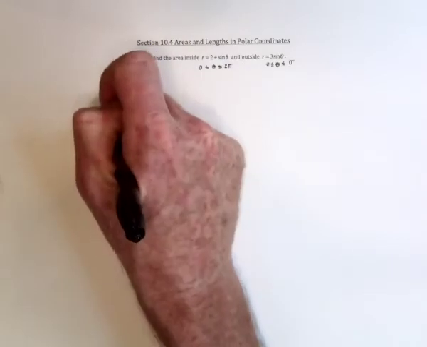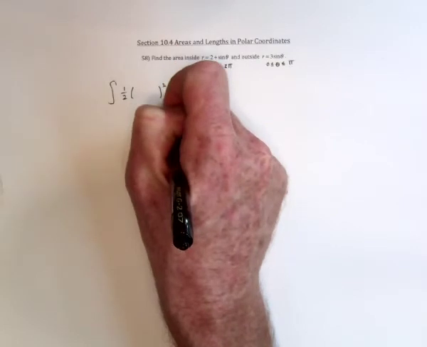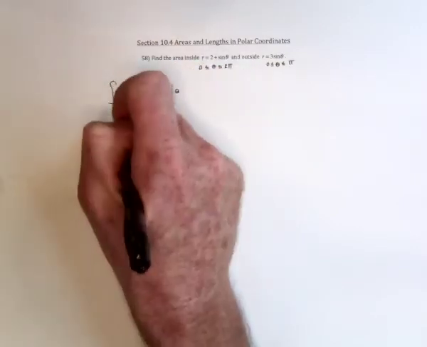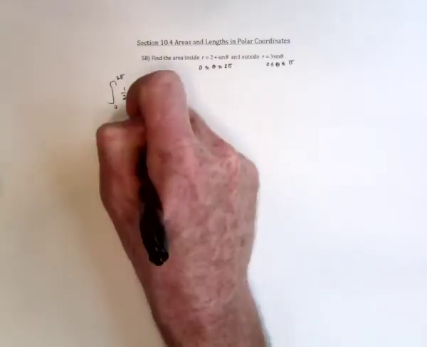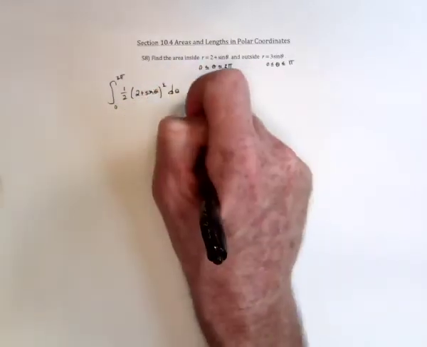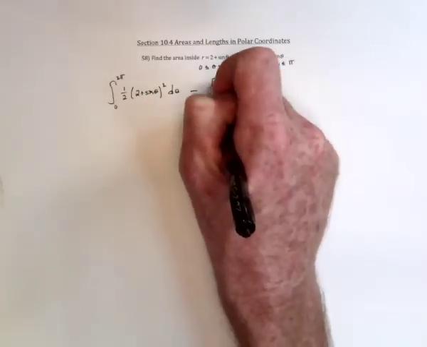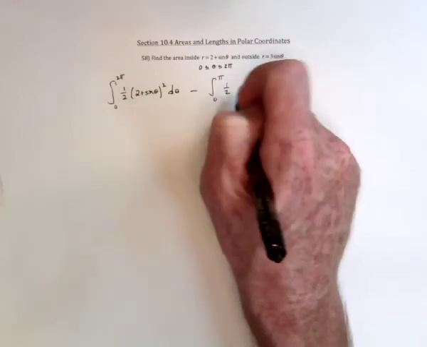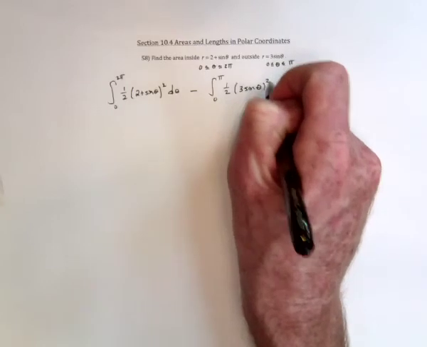So we'll have the integral of 1/2 r squared from 0 to 2 pi for the big one, and r for the big one is 2 plus sine of theta. Then subtract from that the area that you get from the small one, 1/2 times the quantity 3 sine of theta, squared.